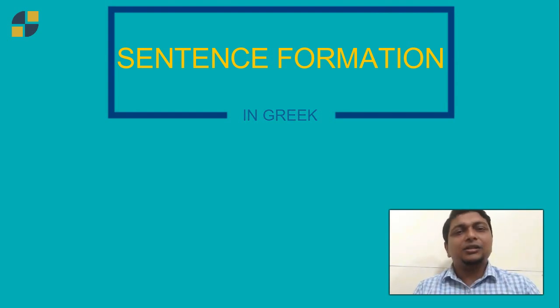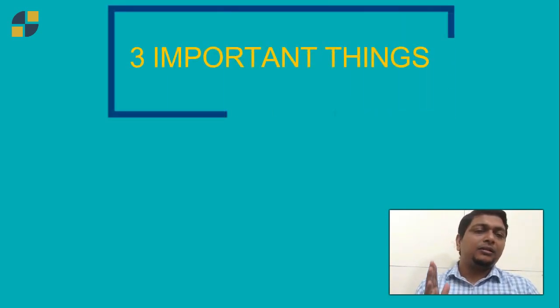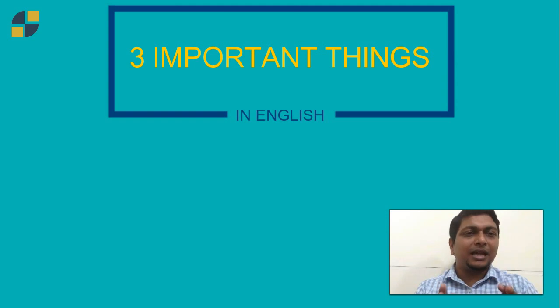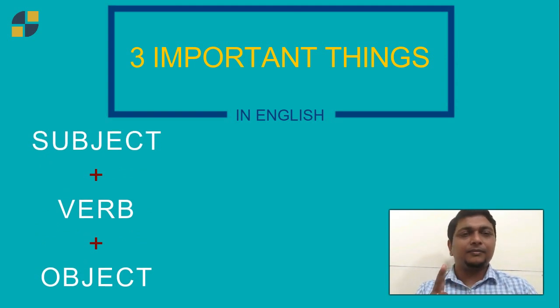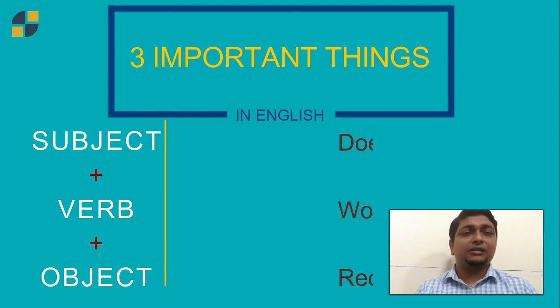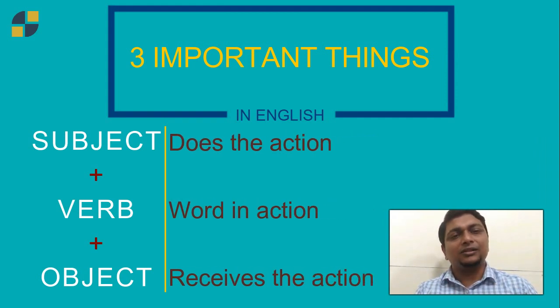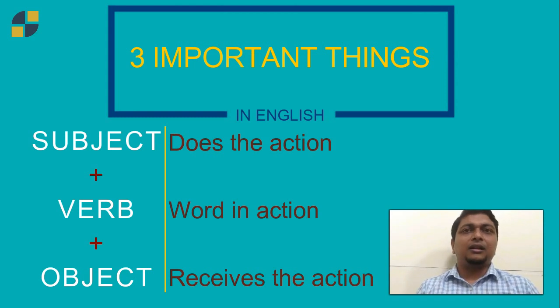In an English sentence, we will have three important things as a part of the sentence. Firstly, the subject plus the verb and then the object. What is a subject? A subject is the one which does the action in the sentence. What is a verb? A verb is the word which denotes the action in the sentence.